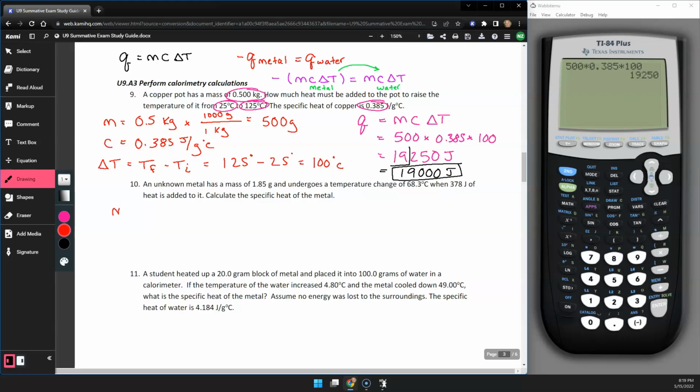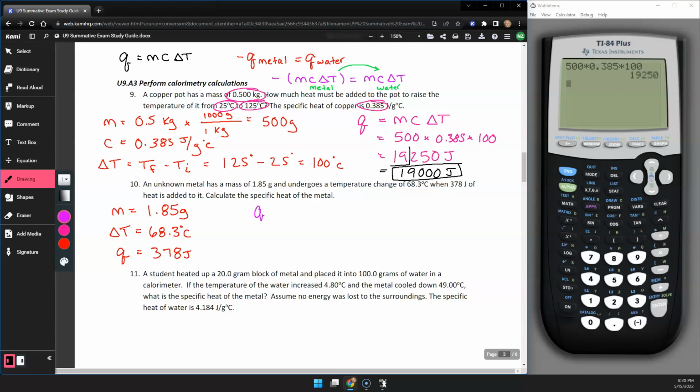So we've got a mass of 1.85 grams. It gives us the temperature change. We don't need to do any math here. Our change in temperature is 68.3 degrees Celsius. It's also giving us our Q value. It's giving us the heat. The heat is 378 joules. So in this case, we're solving for our c.